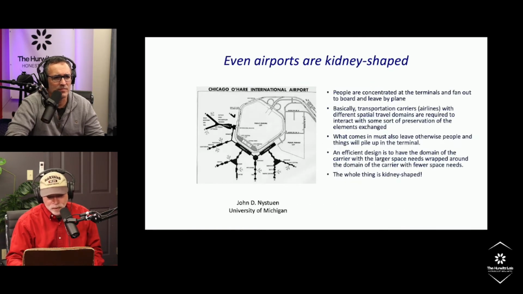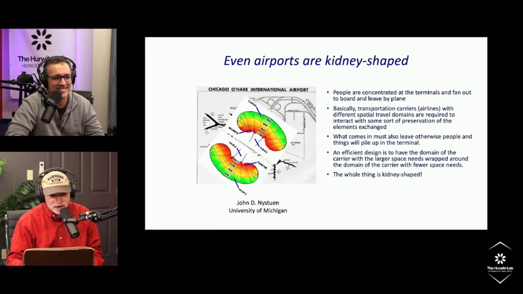Okay. We talked about the airports, and I'll come back to that. But again, people are concentrated in the terminal. The airlines play a role. The hotels play a role. The shuttle buses play a role, and the whole thing's kidney shaped. Okay, so this is just my little thing. Again, why is the kidney shaped? I think that's why. Yeah.